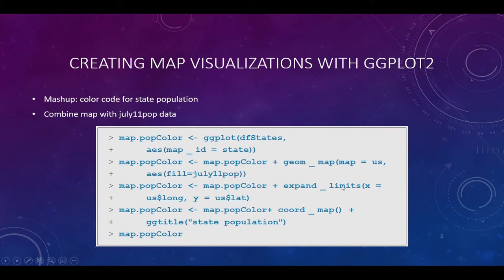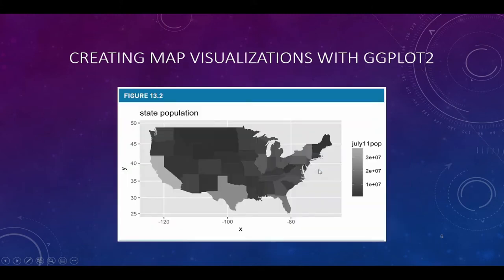Here's your next one. Your limits are going to be your US longitude and US latitude, and then here we're going to title it state population. So if we display that, the fill is going to be based on that July 2011 population. You can see there's a legend here on the right hand side. It's a black and white gradient, and you can easily see visually where the populations were low and where they were high. I think this is a pretty nifty tool that you really don't have to do too much into to get a lot out of.